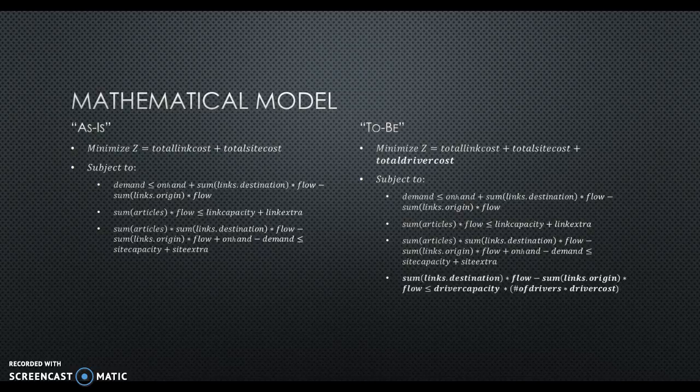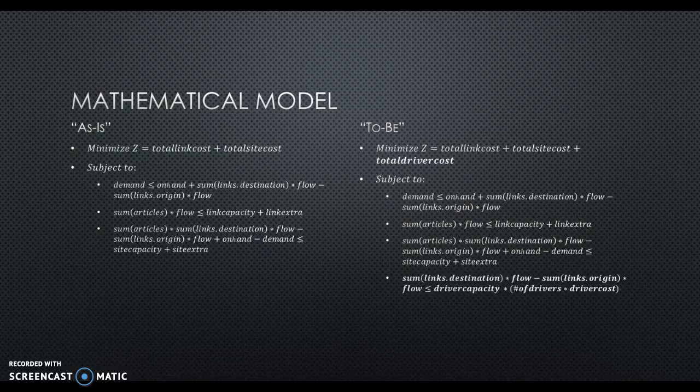So these are subject to really 3 different constraints. My first one is my demand, and my demand is basically my on-hand and the summation of my links going to a destination times my flow, which we talked about, which is a flow across from the nodes, minus my links to my origin times my flow. I have to make sure that my demand is less than those on-hand links. In other words, what I'm saying is I want to meet the demand and not send more than the demand.